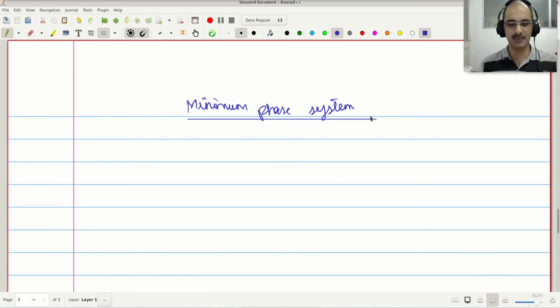A minimum phase system actually indicates something special. A minimum phase system has its phase response all bounded to be within minus pi and pi and does not have any jumps. And there are a lot of equivalent definitions. I'll give you one of them.